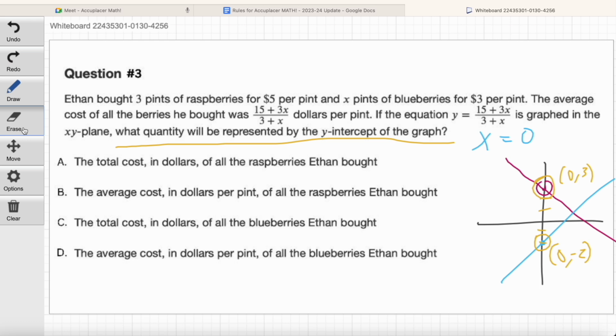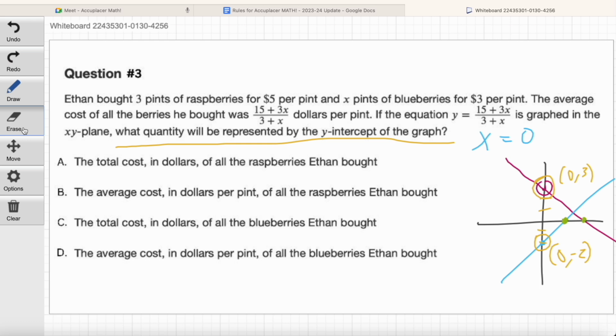Interestingly, the y value is always 0 at the x-intercept. Where the line crosses the x-axis, the y value is 0. And I've seen some questions where you kind of need to know that idea. The y value is 0 at the x-intercepts, and the x value is 0 at the y-intercept, always. Got it? Okay, good.